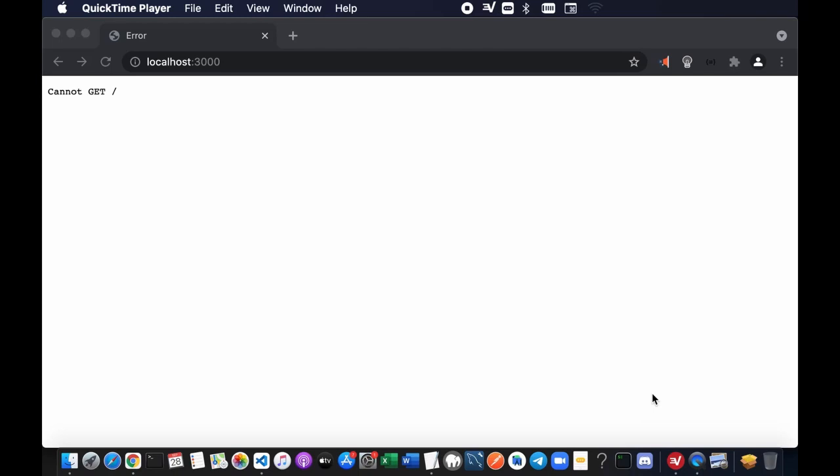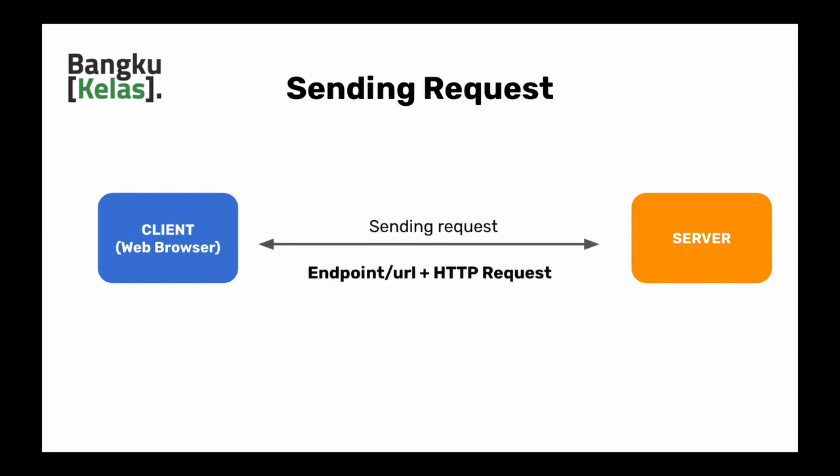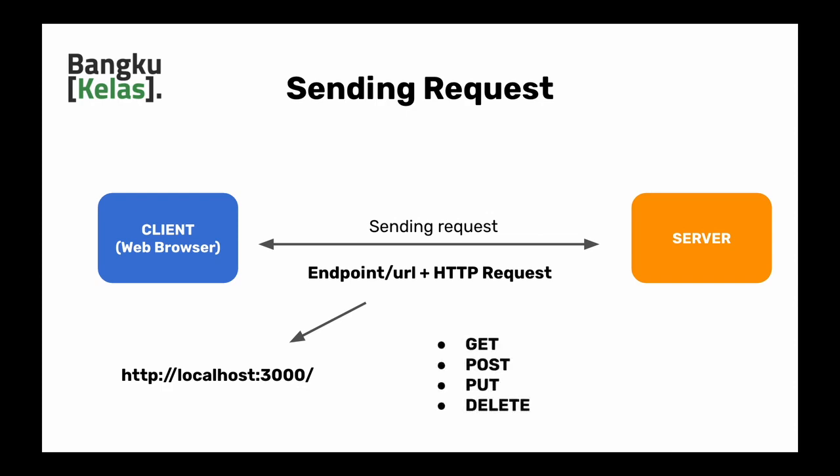A route simply binds a URL to our application. So when we type localhost port 3000 and press enter, this is what actually happens. We, as the client, send a request to the server. There are basically two things that we send: the endpoint or the URL, which is localhost port 3000, and the second thing is one of the HTTP request methods, such as GET, POST, PUT, DELETE, and so on. So when you visit a website, you basically send a GET method.